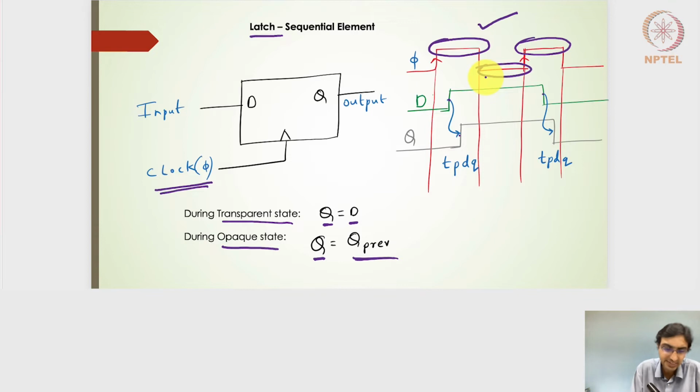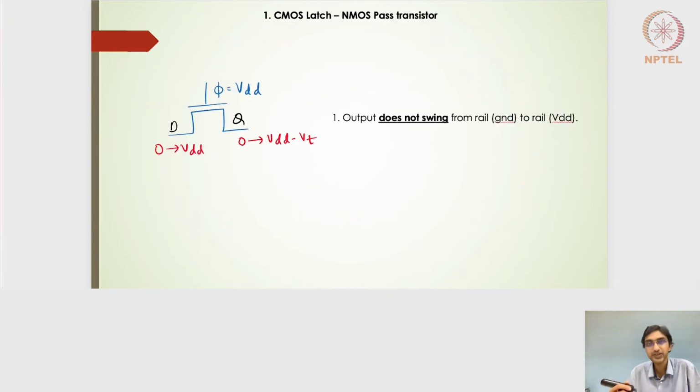So with those specifications for designing the CMOS latch, let's try to understand whether the NMOS pass transistor, as a very simple primitive single transistor, can work like a latch. So let's say this is the NMOS transistor with the gate, and the clock is applied to the gate.